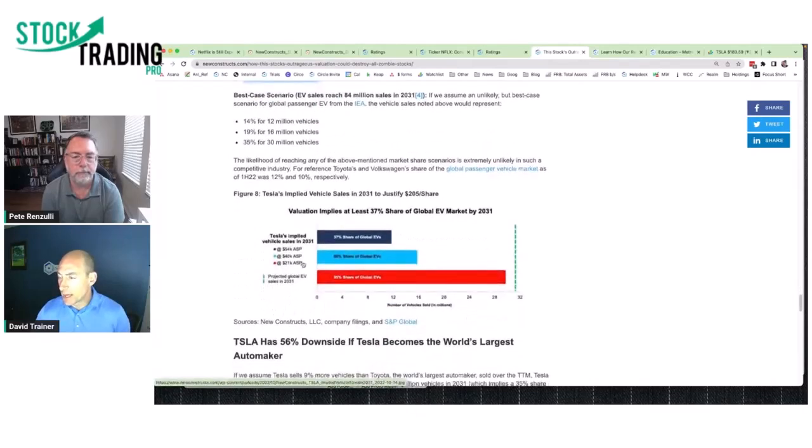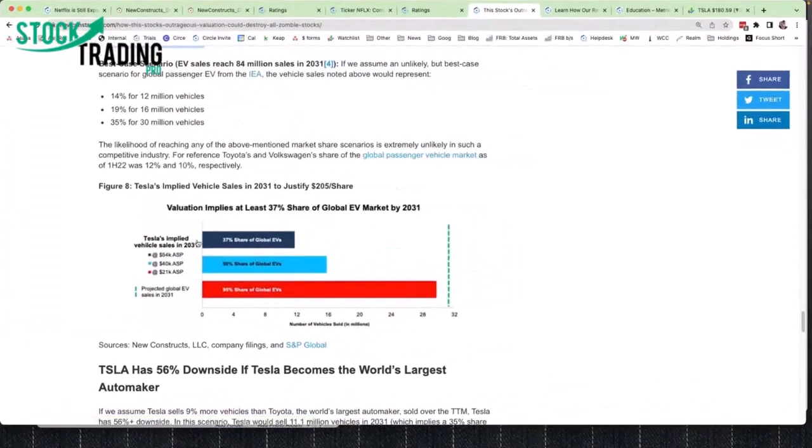So this just gives you a bar chart showing you the percentage of the global electric vehicle market implied by $205 a share at different ASPs.